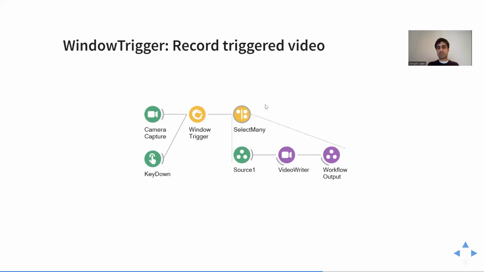And again, the same as with select many before, the window trigger, every time we press the key down, will send a new sequence out to select many. And select many will basically run this workflow for each sequence. So each time we press the key, a new one of these is going to run. So a new file is going to be created, and all the frames that are in that sequence will be passed to the file.